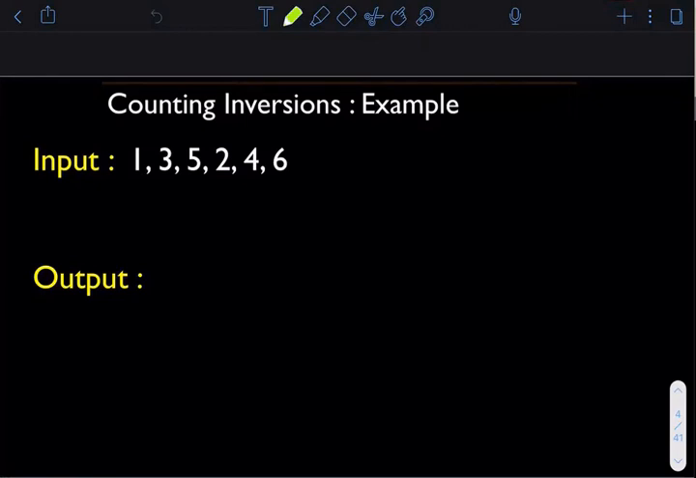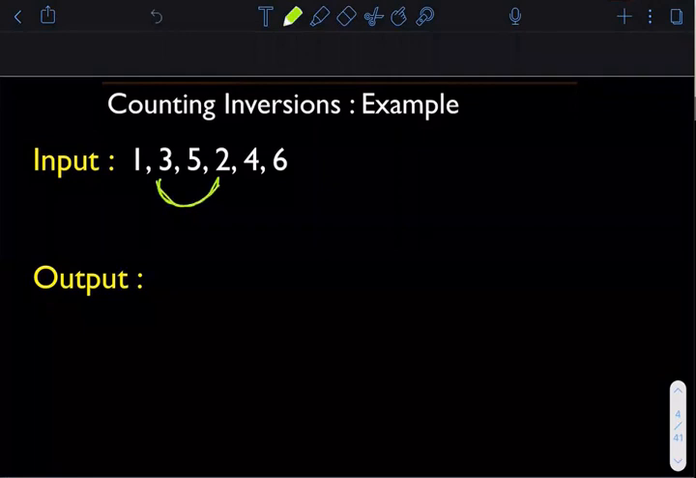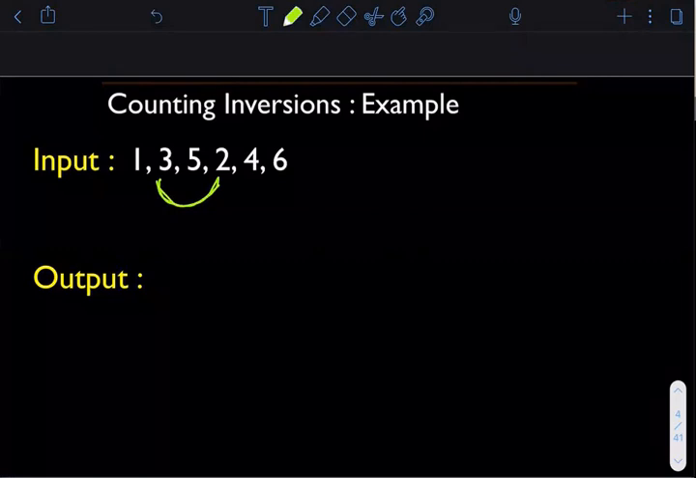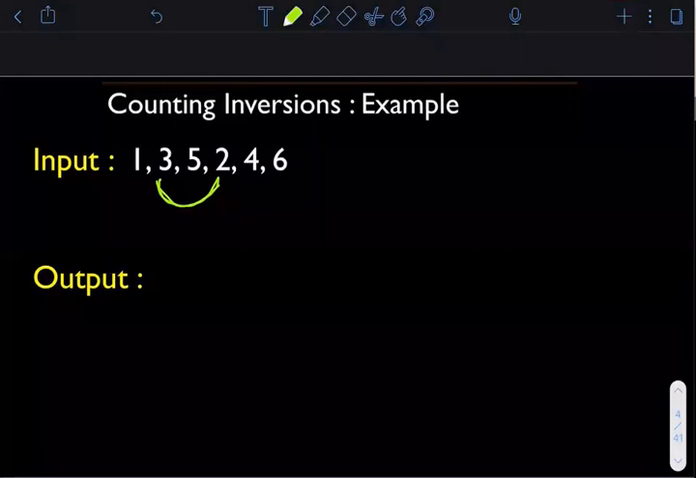Okay. Let's look at 3. Is 3 involved in any inversion? It is, right? Because 3 and 2, they are inverted. So that counts for 1 inversion. 3 does not take part in any other inversion, I guess. Okay. Is 5 taking part in any inversion? It is, right? So 5 is actually taking part in 2 inversions.